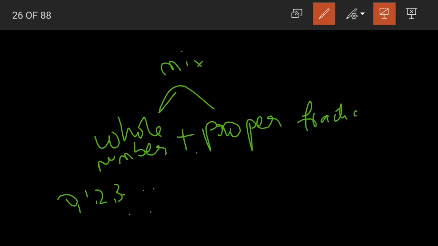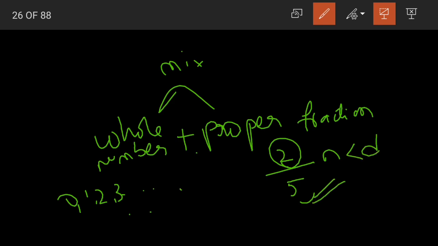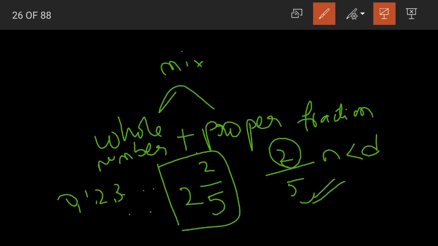What do we have? Whole number and a proper fraction. Again, what is a proper fraction? Say 2 by 5. Here the numerator 2 is less than our denominator 5. So this becomes our proper fraction. When we have any fraction such as 2 by 5, this is a fraction.